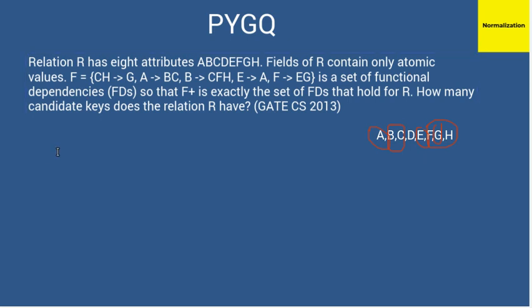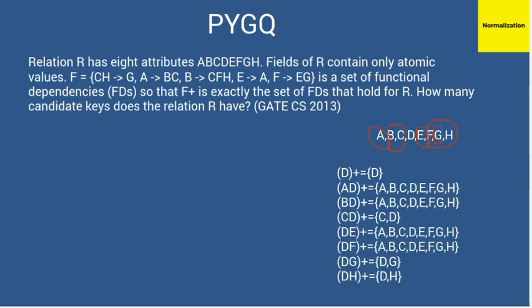Let's take a new table. Here you try to find the closure of d plus, then you will get only d, because with the help of d there are no attributes you can derive, so it is not a candidate key. So make a combination of d with all the other attributes. What are the combinations? AD, BD, CD, DE, DF, DG and DH. Try to find the closure of all those.